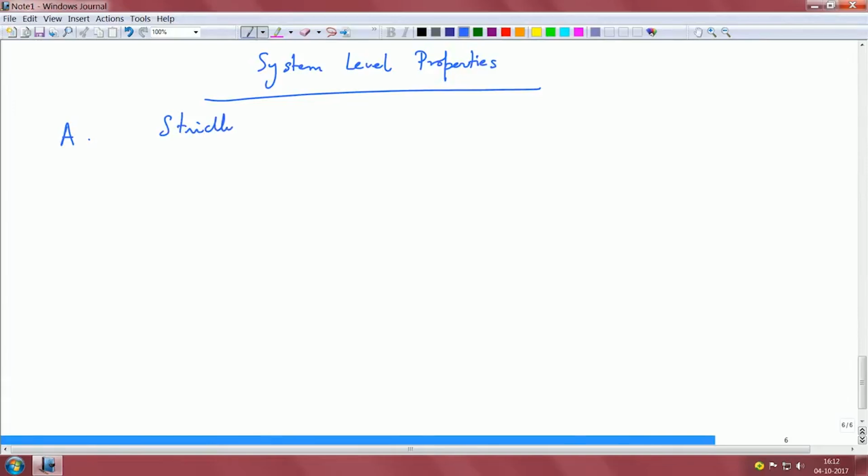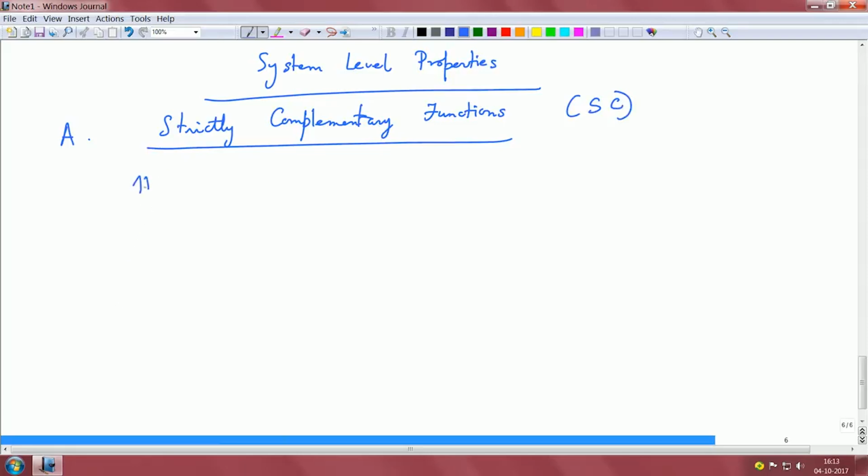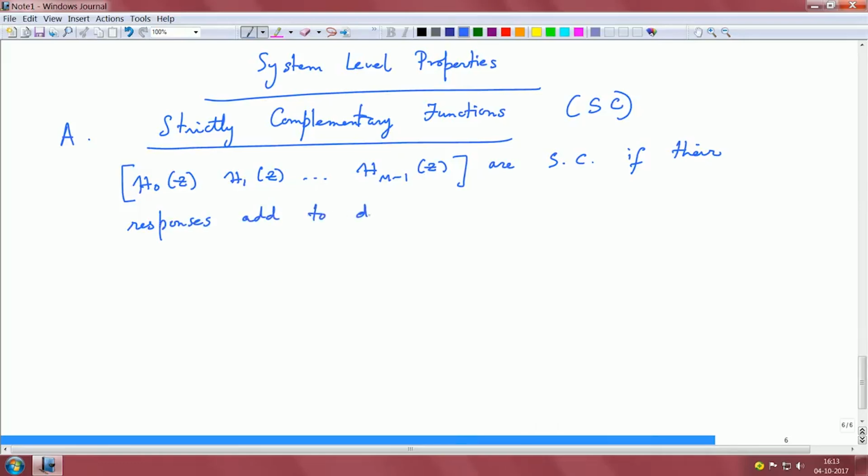So, the first property is strictly complementary functions. This is also called the SC property. So, H naught of z, H1 of z, dot dot dot H M minus 1 of z are strictly complementary if their responses add to a delay. That means the sum over k equals 0 to M minus 1 of H k of z is some c z power minus n naught.